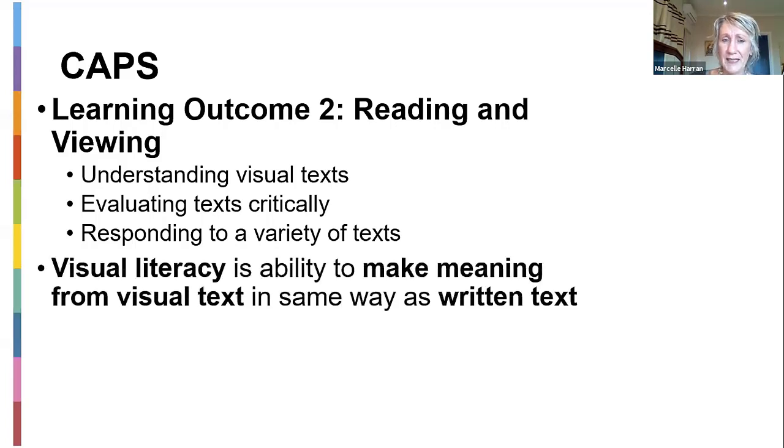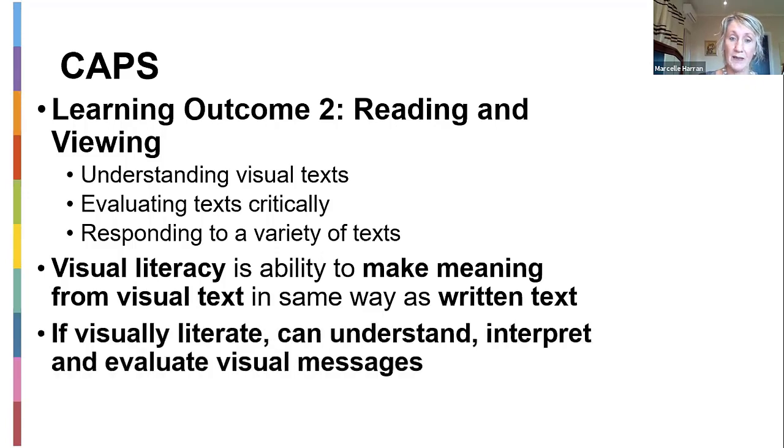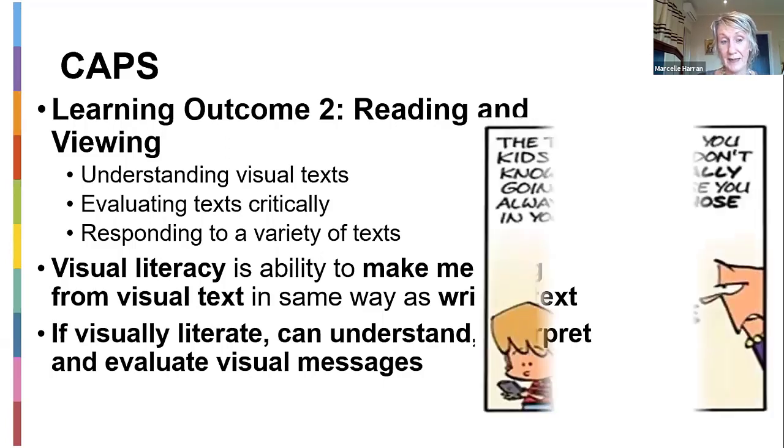Visual literacy is how you make meaning of text. The same way you have to make meaning of something that's been written, you have to make meaning of something that is visual as well. And to do that, you have to be visually literate. You must know what you're looking for. You must be able to understand what is visual, how to interpret it, and then to evaluate it finally.